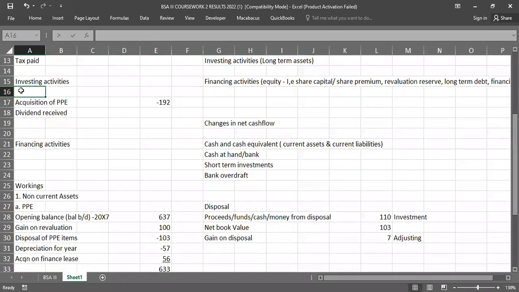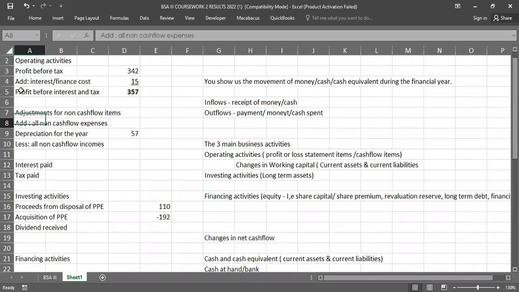And you say proceeds. I said you can call it anything. Since personally I'm comfortable with the word, you can use it. Proceeds from disposal, PPE. Now proceeds, because you received money, it is of course an inflow. Then you go to gain on disposal, that's an income. So you come under incomes, adjust all non-cash flow incomes by lessing them.